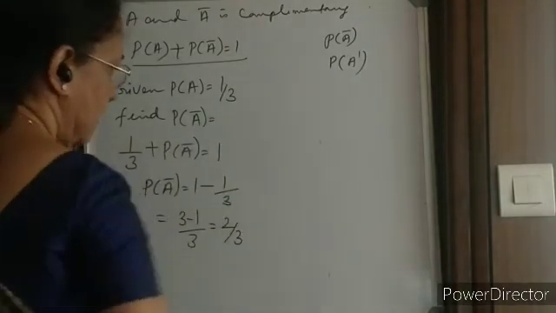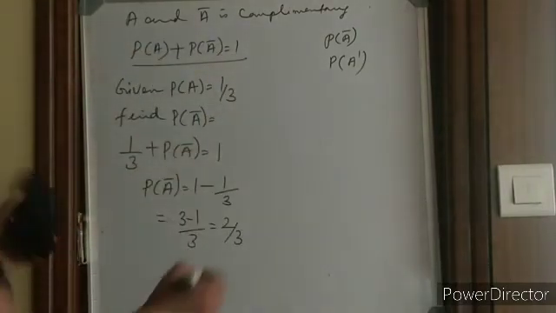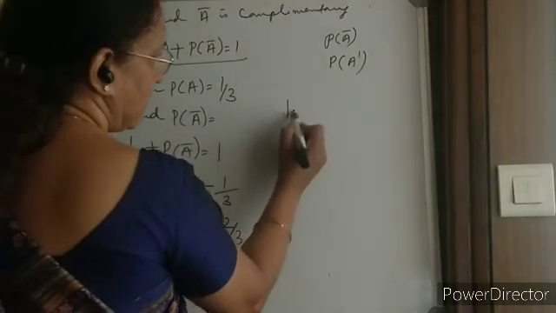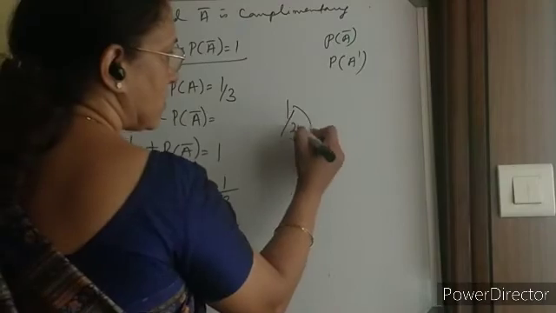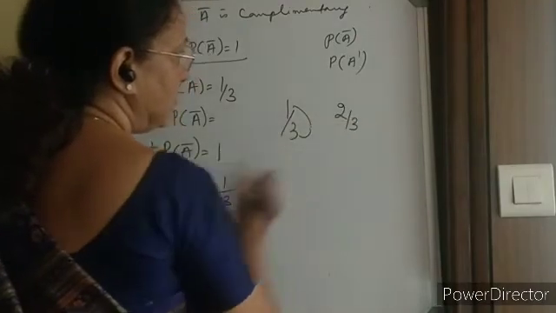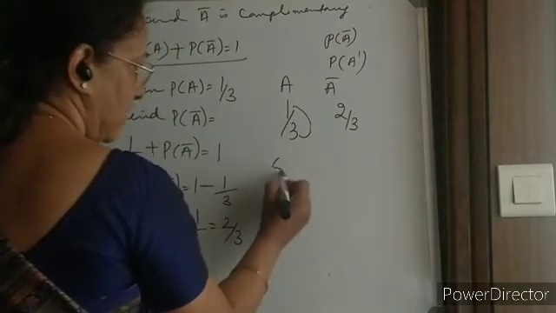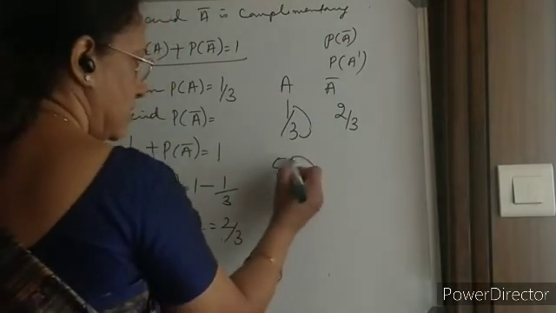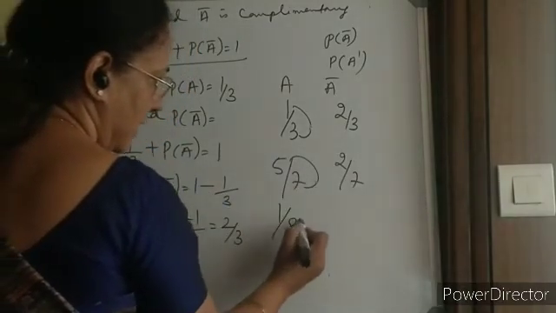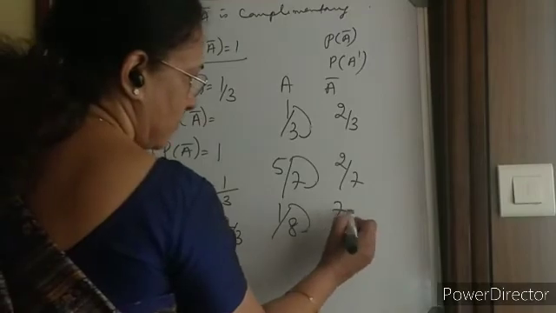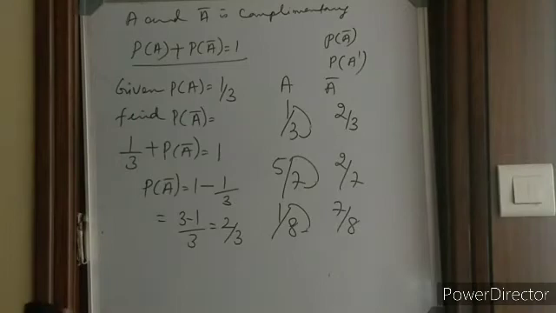Now if it is going to be for 1 mark, you don't have to go through all this. Just one simple way. If this is 1 by 3, subtract 1 from this. So 3 minus 1, complementary will become 2 by 3. So this is A, this is A bar. Suppose A happens to be 5 by 7. Subtract, so 2 by 7. If this is 1 by 8, subtract, so 7 divided by 8. You can just guess the value here. This is how we have to practice now.